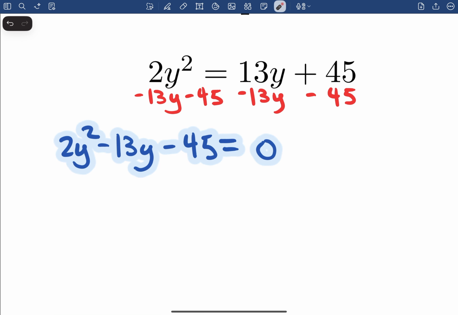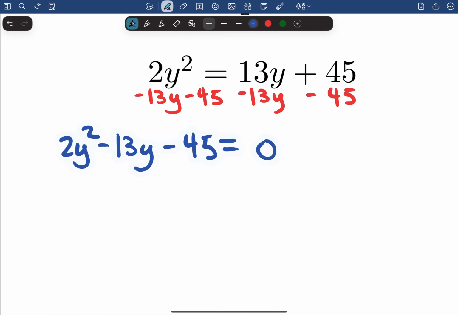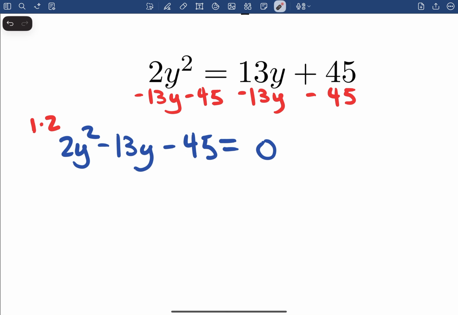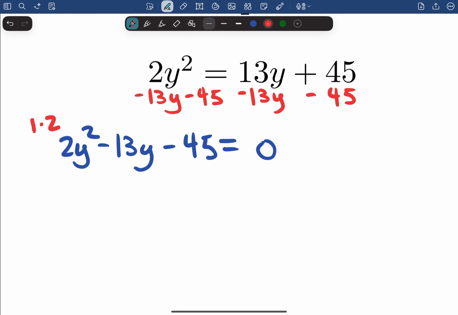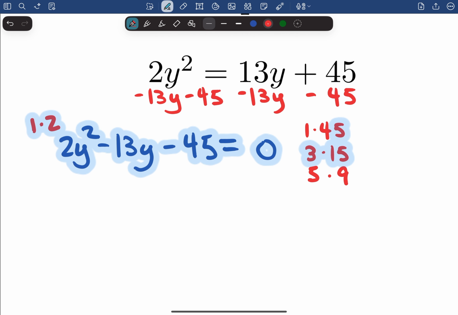Now I'm going to get out my factoring skills. So the goal is to factor this trinomial, and looking at it, it doesn't have a GCF. So I'm going to factor using trial and error, and I will find the factors of the a value. Okay, the factors of 2 are 1 and 2. 2 is prime, so that makes life easy. And then I'm going to find the factors of 45. So I'll list the factors of 45. 1 times 45, 3 times 15, and 5 times 9. I think these are all the factors of 45.